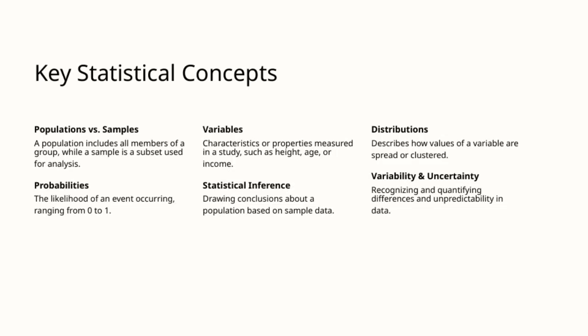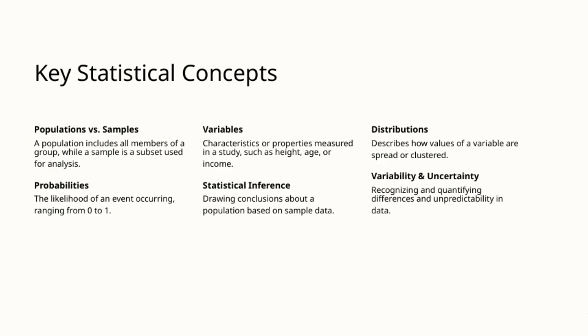Let's take a closer look at some key statistical concepts. First, distributions describe how the values of a variable are spread out or clustered together. Understanding this helps us see the overall pattern in the data. Next, we have variability and uncertainty, which are about recognizing and measuring the differences and unpredictability in our data. These are crucial because they remind us that data can never be perfectly predictable.